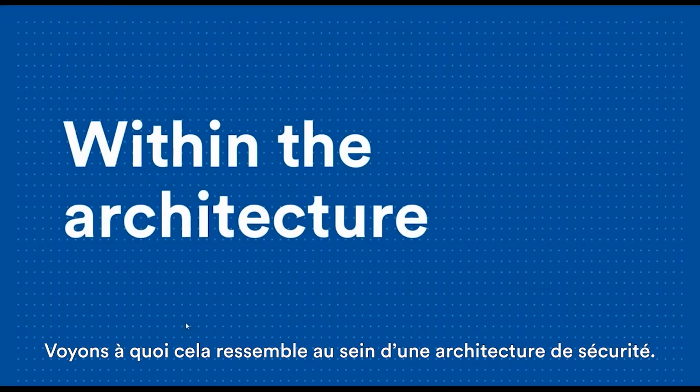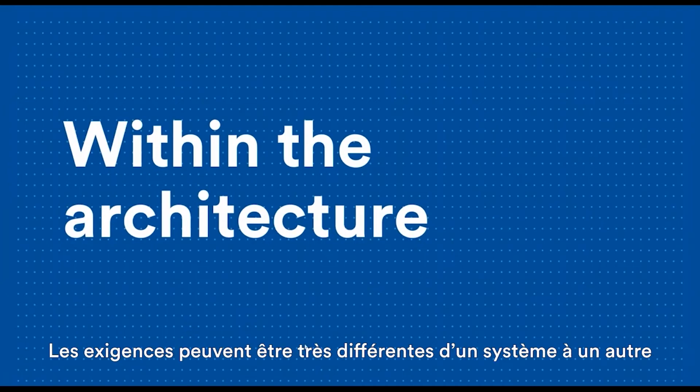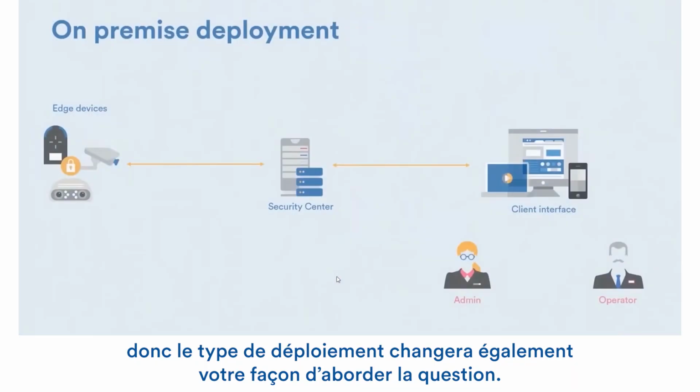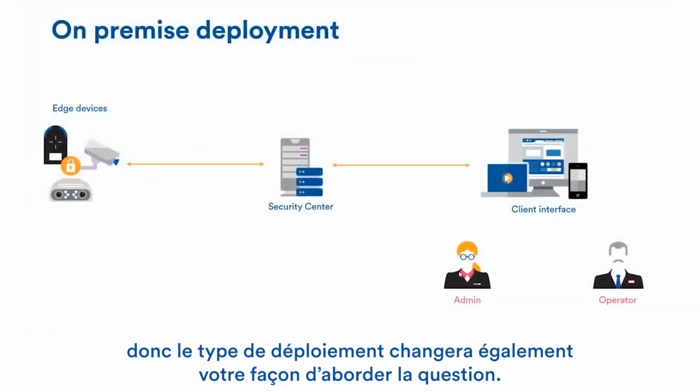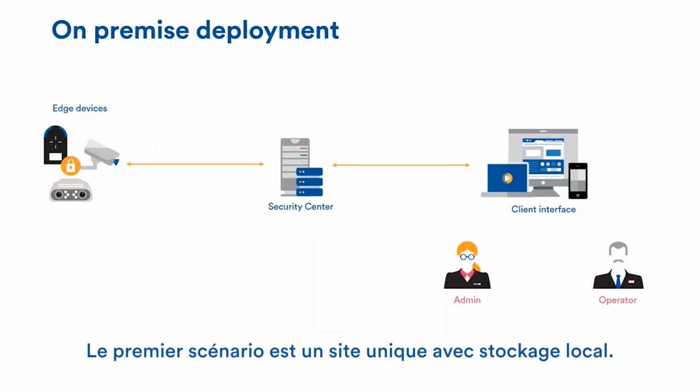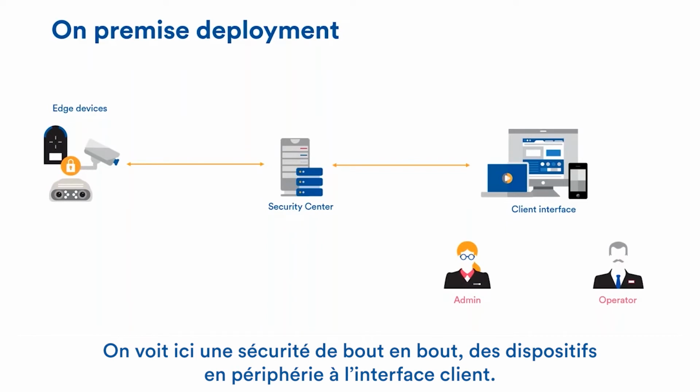Let's see how it looks within an actual security architecture. The requirements can be very different from one system to another, so the type of deployment will also change the way you're looking at this. The first scenario is a single site with on-premise storage. We're looking at end-to-end security from the edge devices to the client interface.